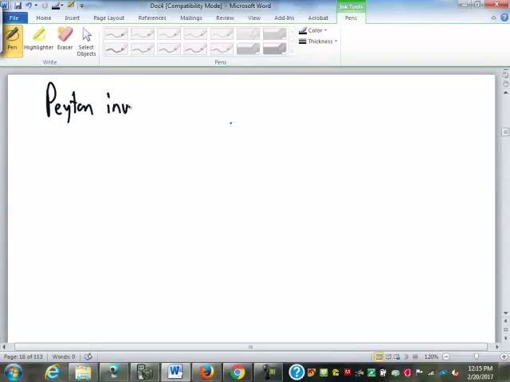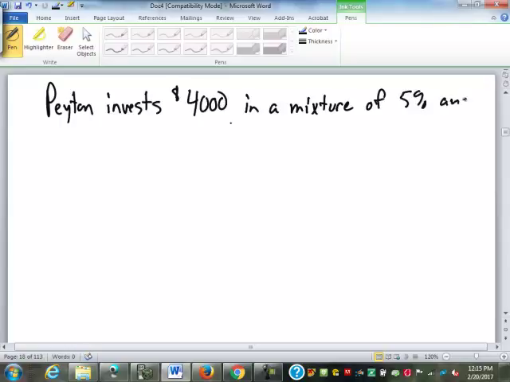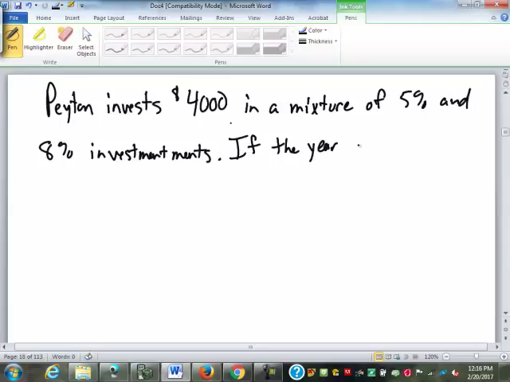Let's say Peyton invests $4,000 in a mixture of 5% and 8% investments. If the year-end, we'll stick with 1 year, year-end yield is 7.25%. Again, how much was invested in each?